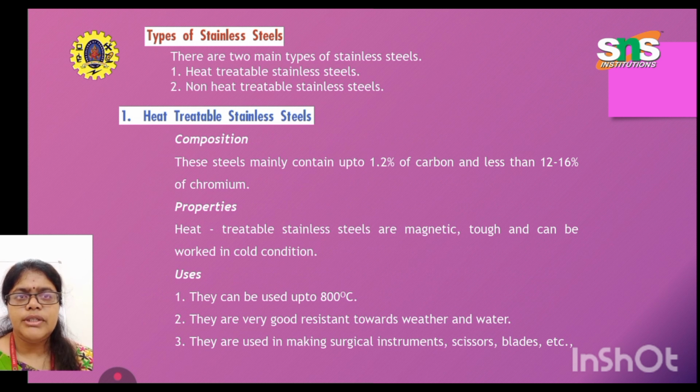There are different types of stainless steels. There are two main types of stainless steels: heat treatable stainless steels and non heat treatable stainless steels, which we will see in the next coming video.